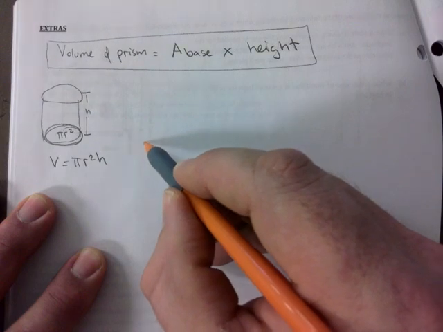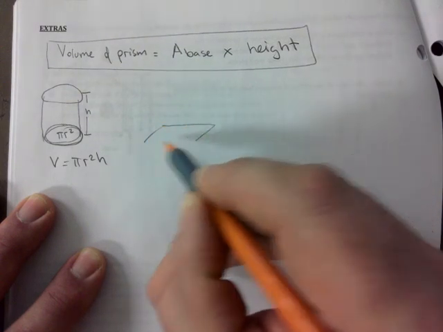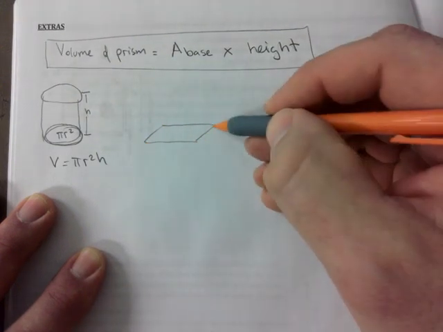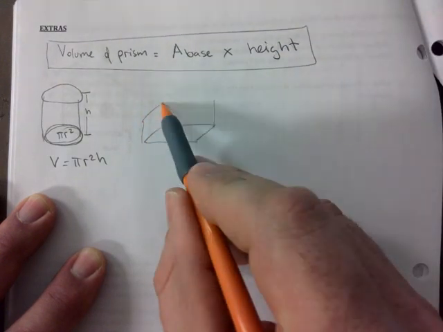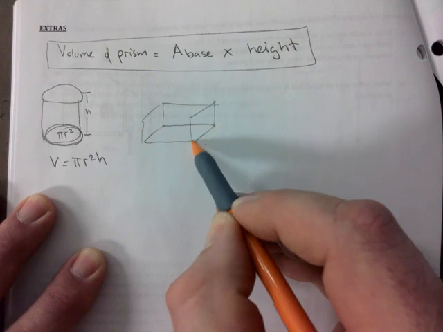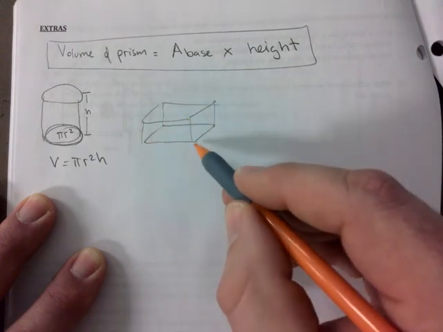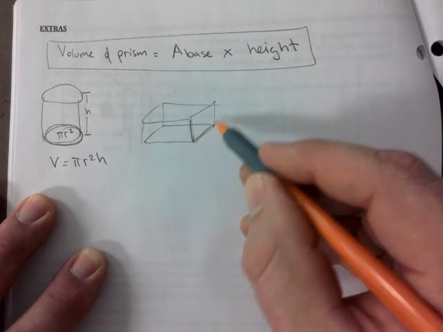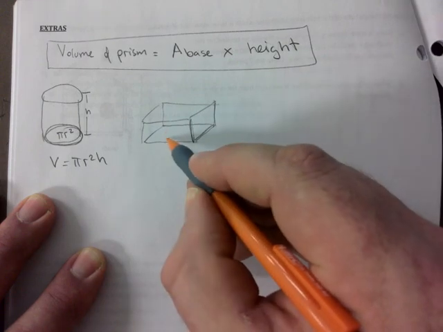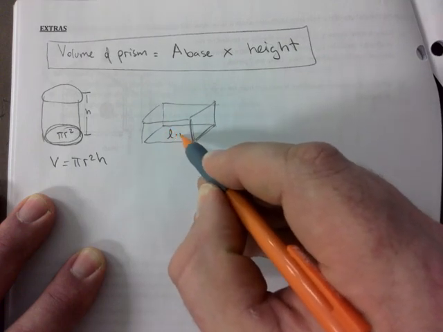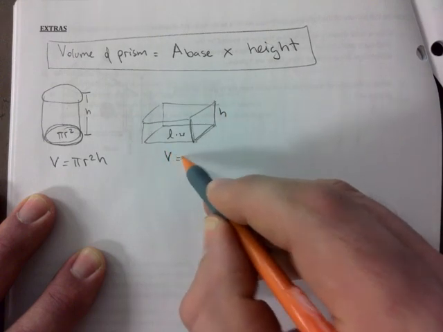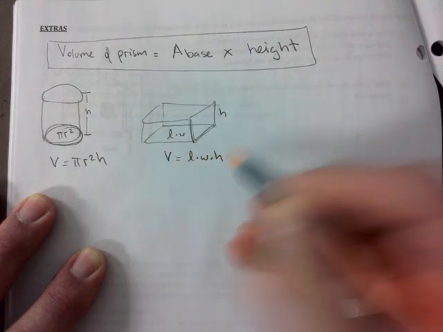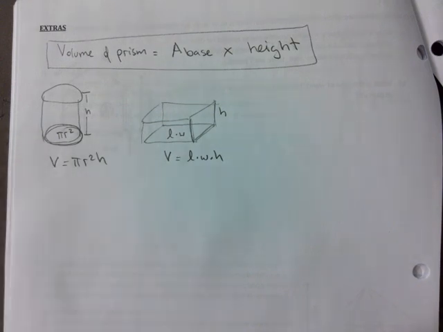Okay. We have a rectangular prism. Yeah, I know I'm not really good at sketching these, so pardon my art. Okay, so the area of the base is length times width, and there's your height. So the volume of this would be length times width times height. You probably just memorize it, right? And just like, hey, this is what it is.